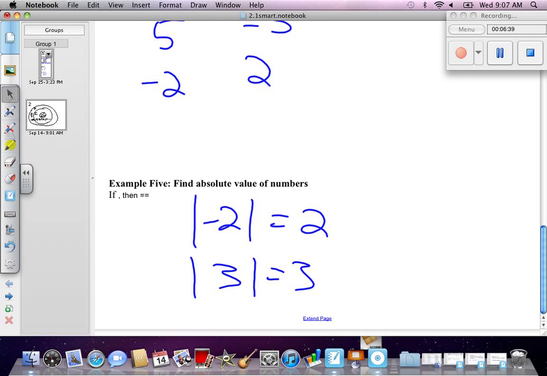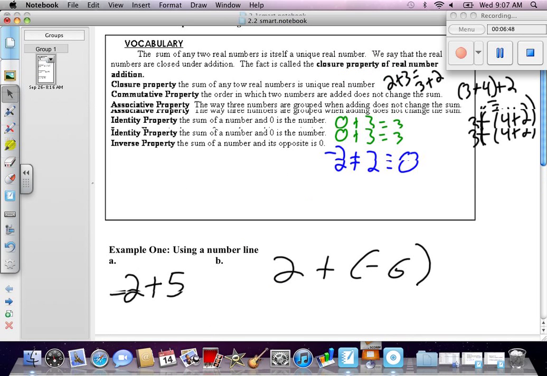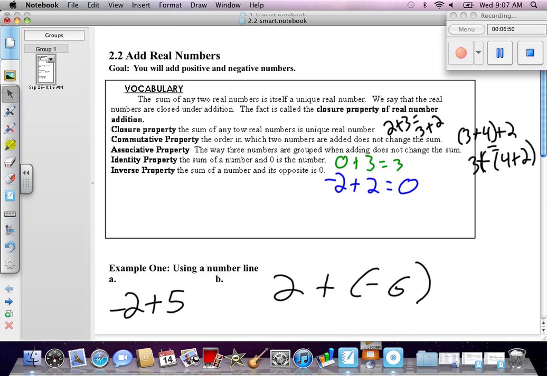All right, let's move on to 2.2. Let's turn it over to 2.2. Okay, with 2.2, we're looking at adding real numbers. But we've got some important properties to go with those real numbers. We've got the closure property, which means the sum of any 2 real numbers is unique.